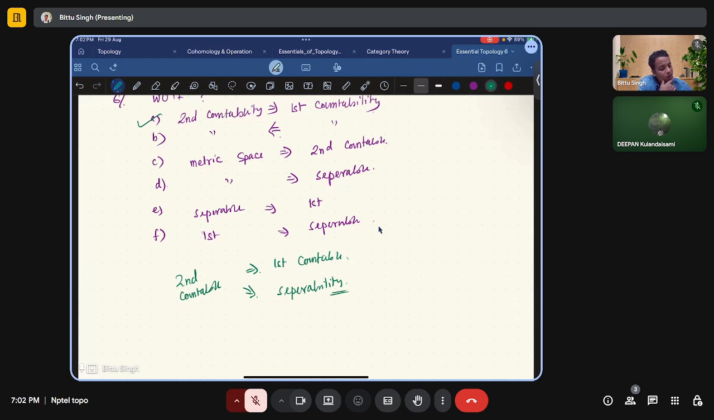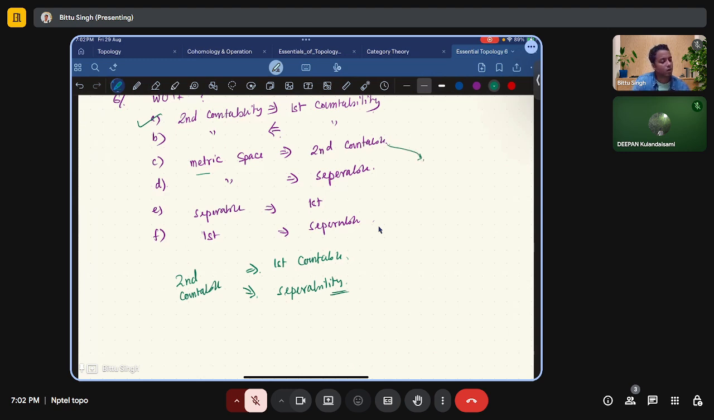But other relations are not true. First may not imply separable. There is no implication. Separable may not imply first, and the reverse directions are also not true. So let me give some counterexamples for those facts. We have seen before that metric space may not be second countable. We have seen some examples.